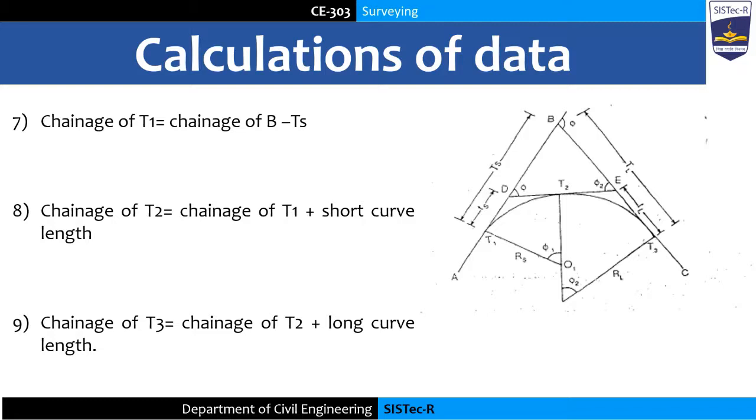That is, first is for the chainage of T1. So chainage of T1 equals chainage of B minus Ts. Chainage of T2 equals chainage of T1 plus short curve length. Similarly, chainage of T3 equals chainage of T2 plus long curve length.